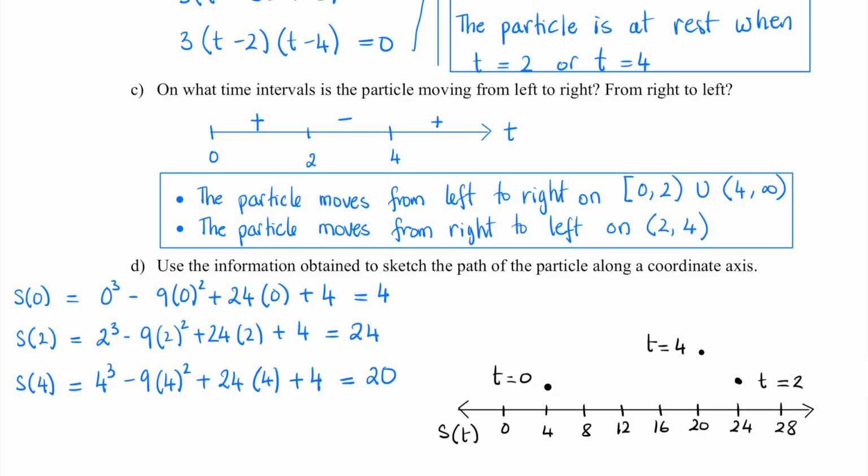Now, we start at the position 4 when t equals 0. The particle moves to the right when t is in between 0 and 2. At t equals 2, the particle stops momentarily and changes direction. At t equals 4, the particle again comes to rest and changes direction.